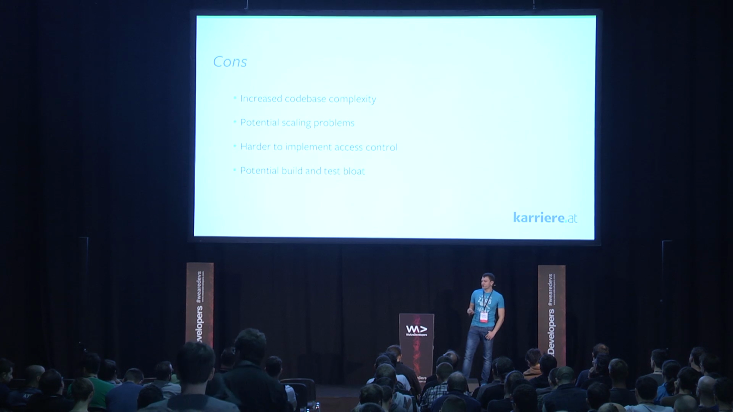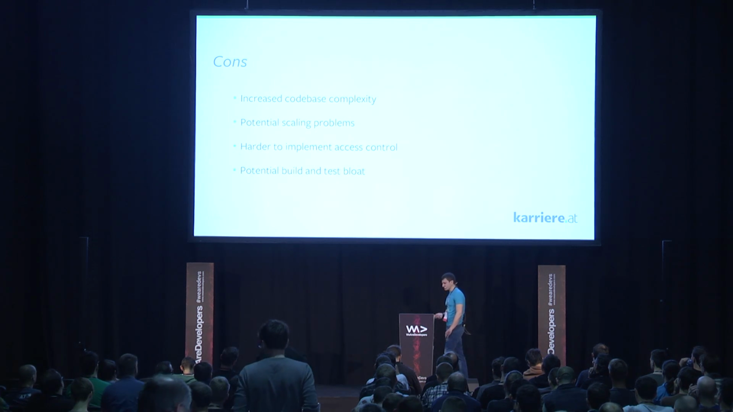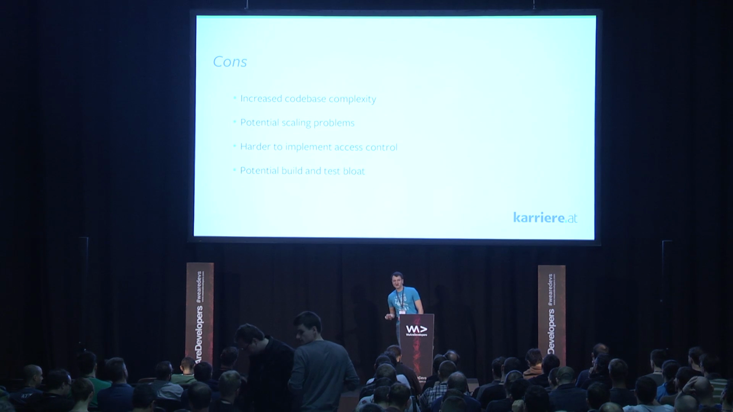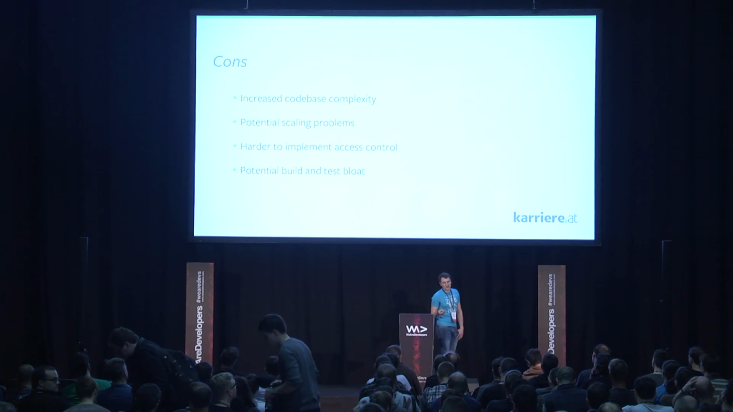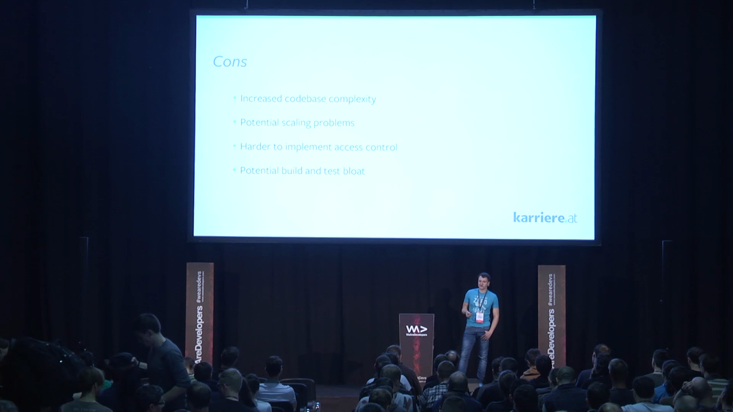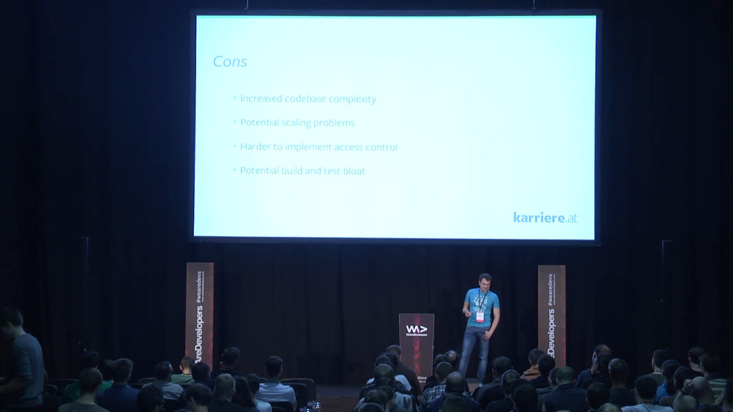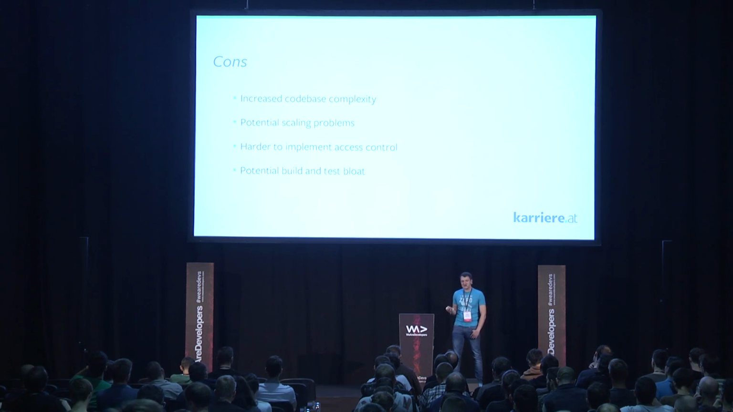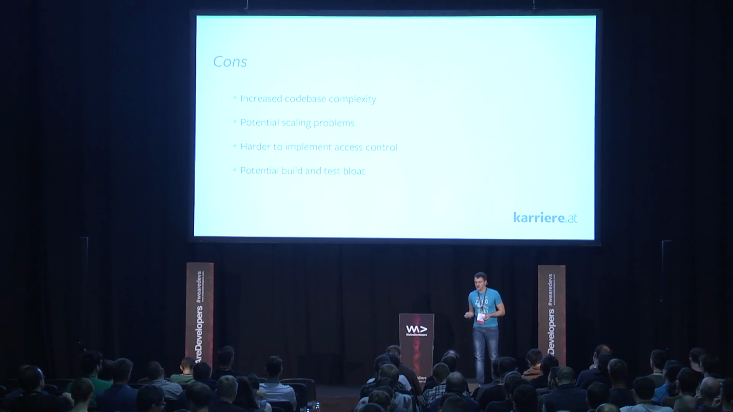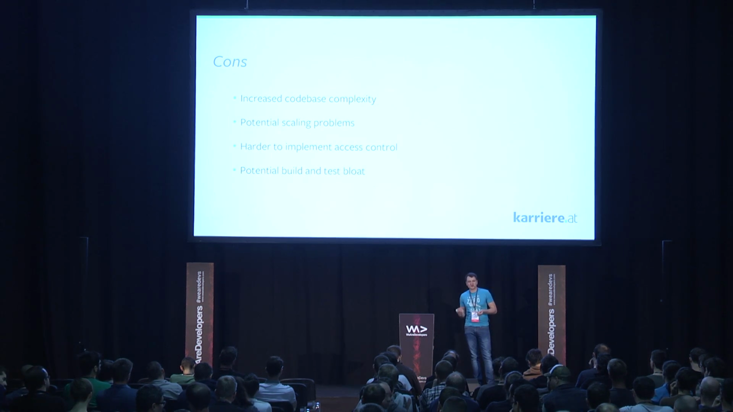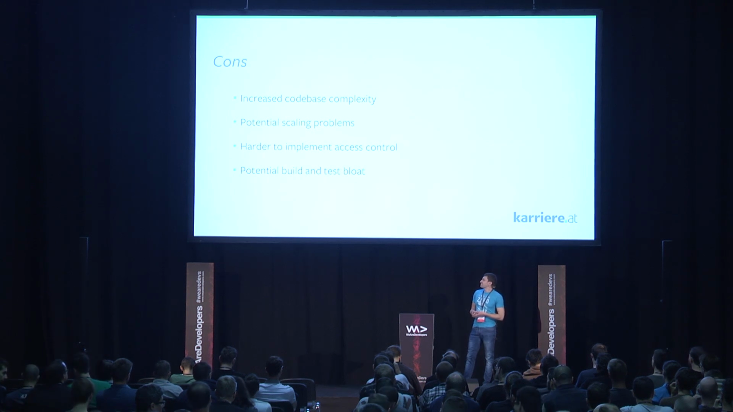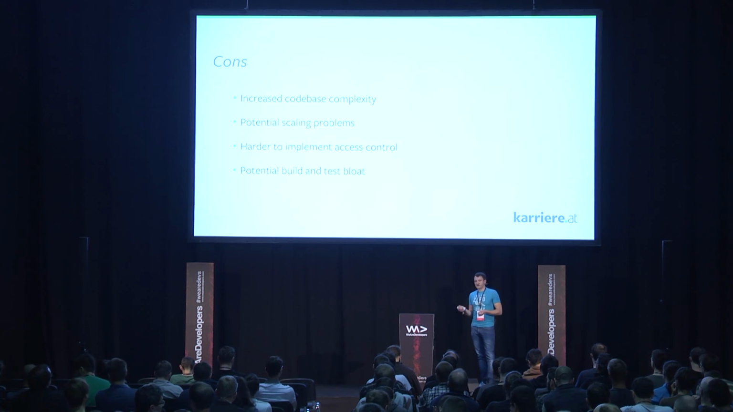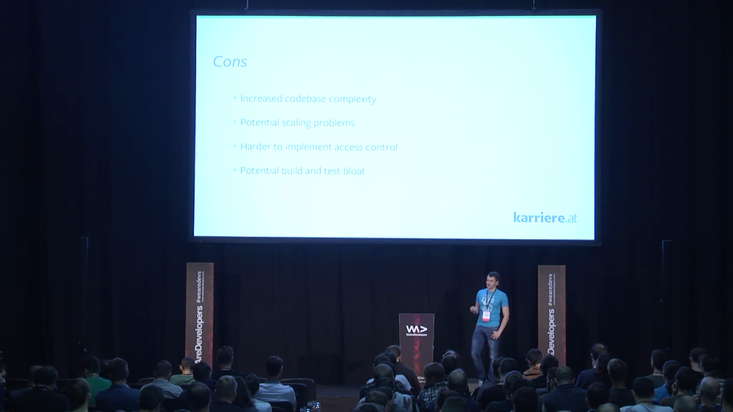Also, there can be potential scaling problems. With version control systems like Git, for example, Git is known to become slower the bigger your repository grows. So this can be a problem. Things like access control, which are very easy to implement when you're using multiple repositories, can be harder when you're using just one monorepo. It's much easier to restrict the access to a certain repository to certain people. But depending on the system you're using, this can be impossible or very hard to implement when using a monorepo approach.